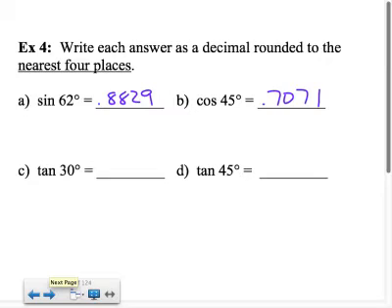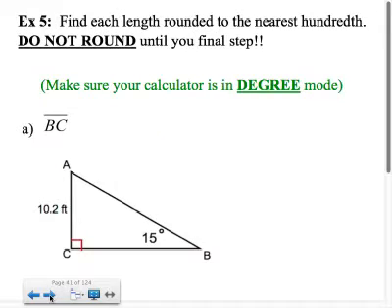Remember on the previous slide, or actually 2 slides ago, we said that the cosine of 45 was root 2 over 2. So I bet you if you plug in square root 2 divided by 2, you're going to get the same decimal. Okay. The tangent of 30 is 0.5774. And then finally, the tangent of 45, if I remember right from a few slides ago, should just be 1. So those are pretty basic ideas there. Plug in and go.